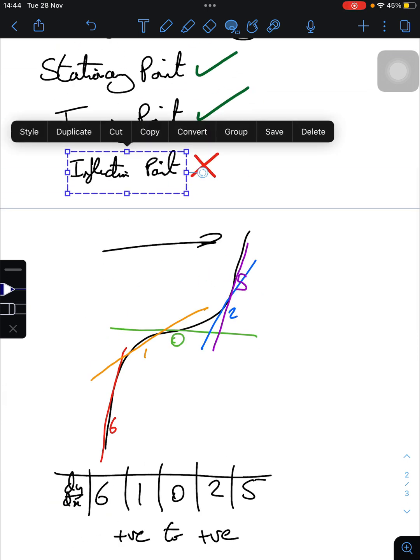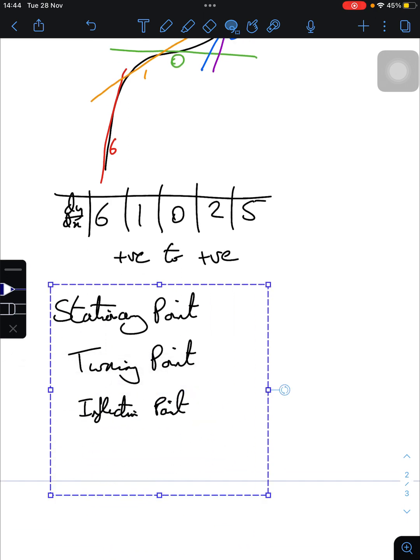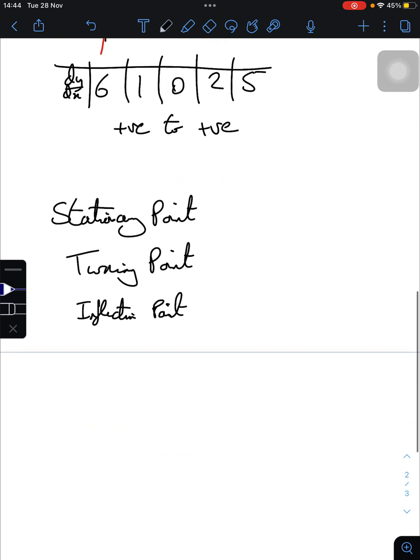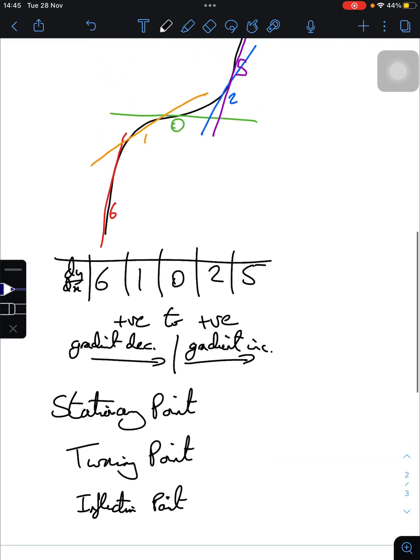However, there's something that this curve is doing that the other one wasn't, is that it is decreasing, the gradient is decreasing up until this point. However, from that point onwards, the gradient is increasing. And so in this case here, because the gradient goes from decreasing 6 to 1, we're going down by 5, down another 1, and then up 2, and then up 5.